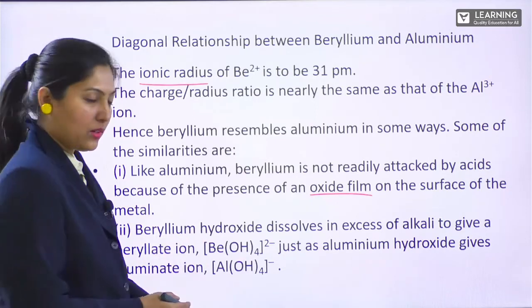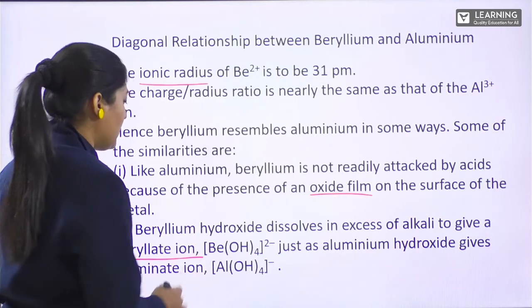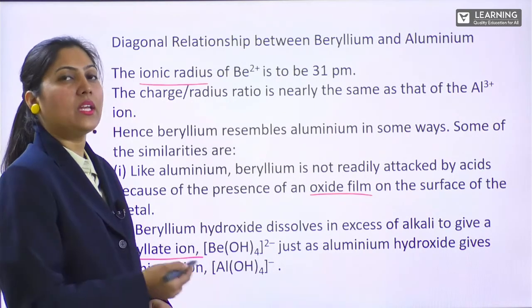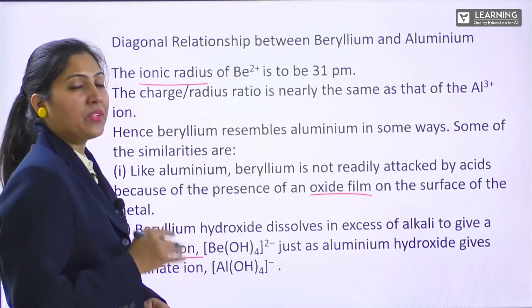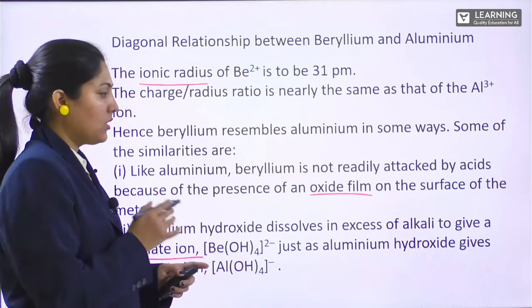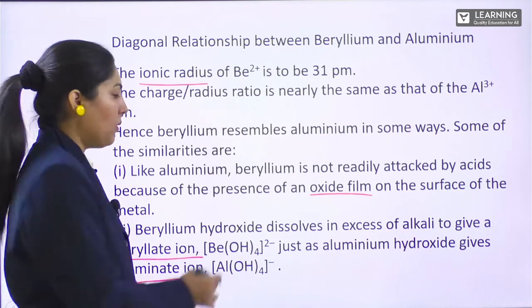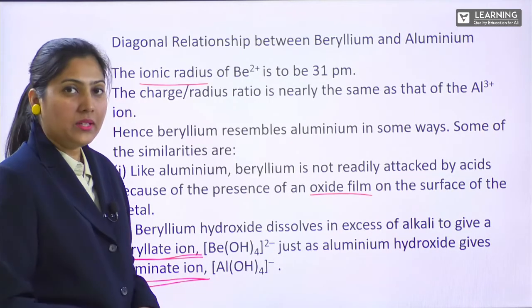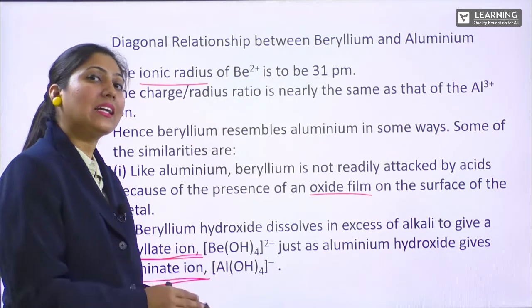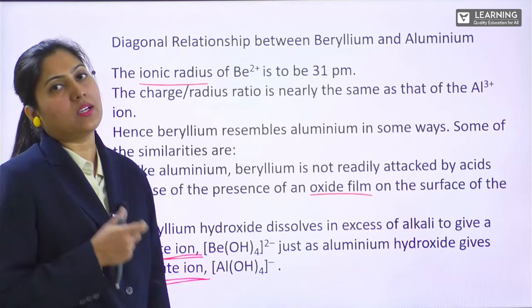And beryllium hydroxide dissolves in excess of alkali to give the beryllate ion, and aluminium has a similar property. It also dissolves in hydroxides or alkali and gives you the aluminate ion. So beryllium gives you the beryllate ion and aluminium gives you the aluminate ion, and they react with alkali to give these ions. So they have similar properties. Aluminium also forms an oxide which is amphoteric in nature.